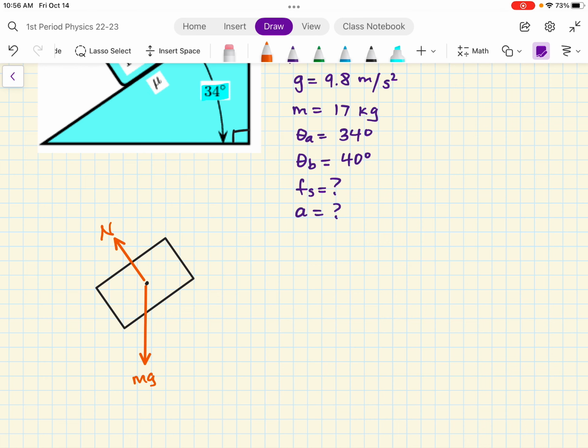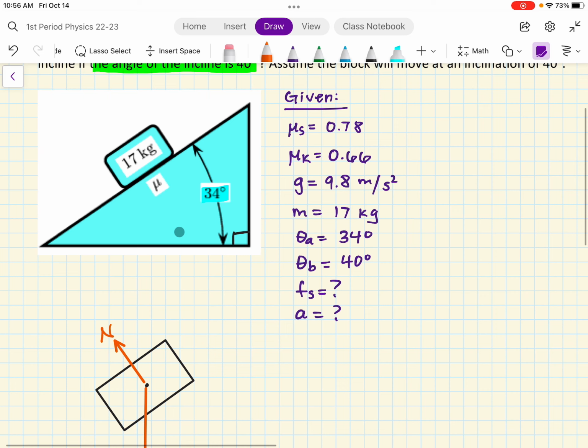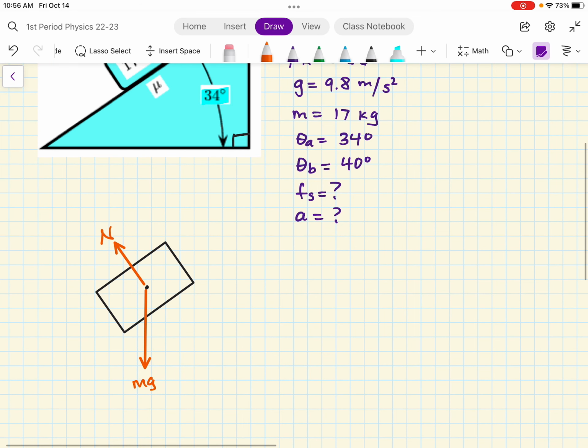And naturally, if this were frictionless, if the inclined plane were frictionless, the block will just slide down the incline. Therefore, the natural direction of motion would be down the incline because of the weight of the object. So that means friction is up the incline, like this. So you have static friction up the incline. Friction static.